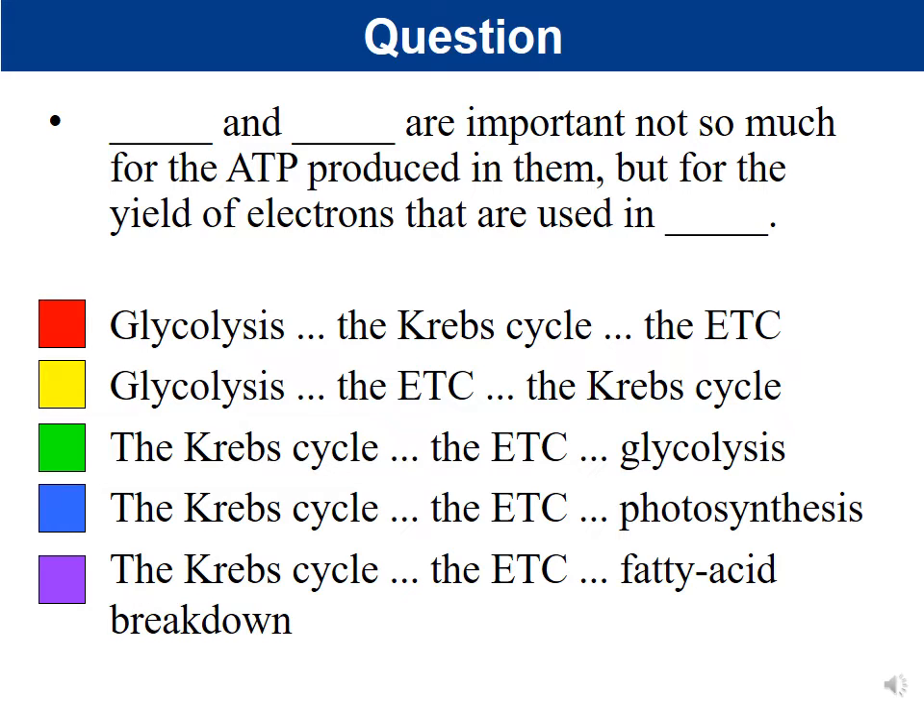So you can pause your video and when you're ready again, push play to hear the answer. And so the correct answer, red. Glycolysis and the Krebs cycle are important, not so much for the ATP produced in them. So again, they don't produce much ATP, but for the yield of electrons that are then used in the electron transport chain. So again, we're breaking down the sugar little by little and transferring electrons onto electron carriers. Those electrons will then go to the electron transport chain to generate the bulk of the energy.